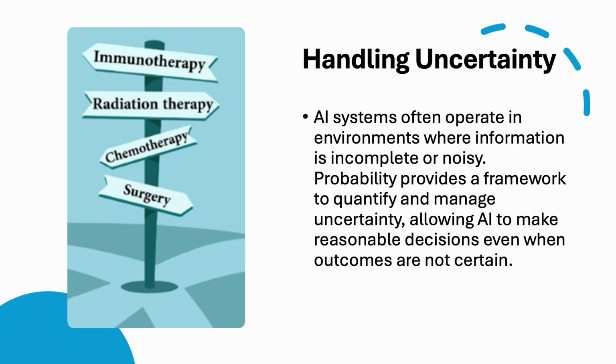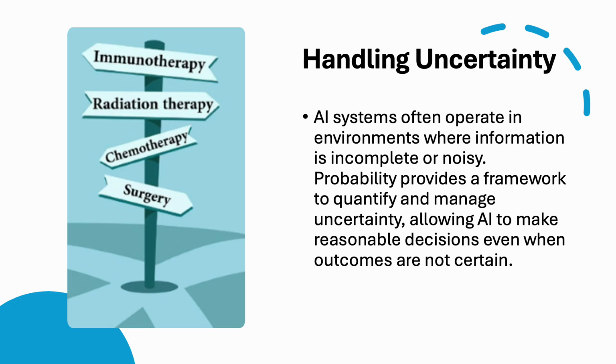Handling uncertainty. AI systems often operate in environments where information is incomplete or noisy. Probability provides a framework to quantify and manage uncertainty, permitting artificial intelligence to make reasonable decisions even when outcomes are not certain.